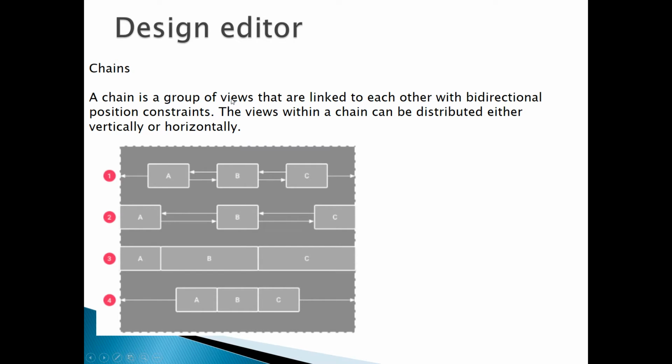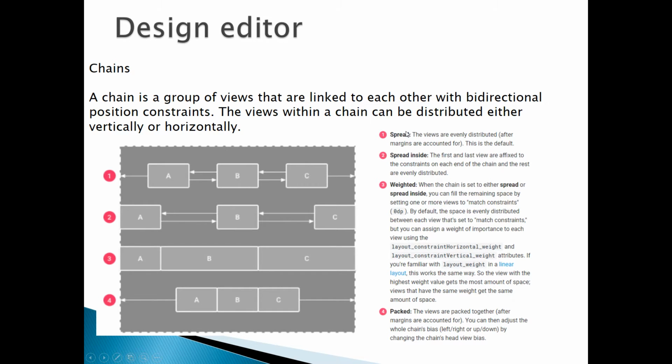So we got a group of views, A, B, and C. They're linked together with bidirectional positional constraints. So these guys are all linked together, and you define a chain. If you notice here, in this case you have equal spacing on all sides, but these are constrained to the left and right side. Here there's no space, it's all taken up by A, B, C, and here they're all scrunched together and the extra space is on the outside.